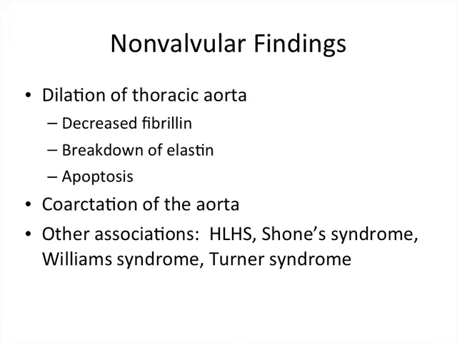There are other structural abnormalities at the cellular level, such as decreased fibrillin, breakdown of elastin, and cellular apoptosis. Decreased fibrillin leads to smooth muscle cell detachment and cell death. Ultimately, these changes in the cellular structure of the aorta lead to aneurysmal changes. Bicuspid aortic valve is found in association with other congenital vascular problems, such as coarctation of the aorta. 50 to 75% of patients who have a coarctation will also have a bicuspid aortic valve.